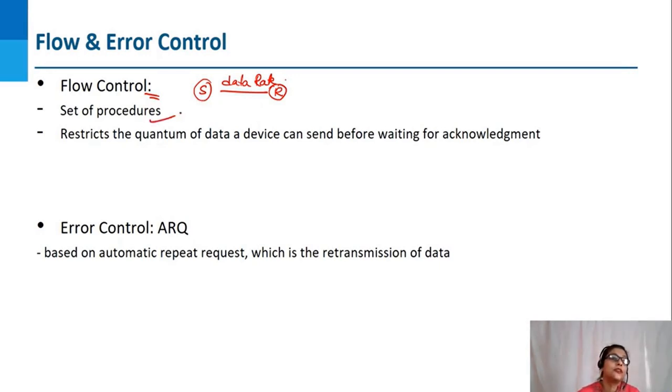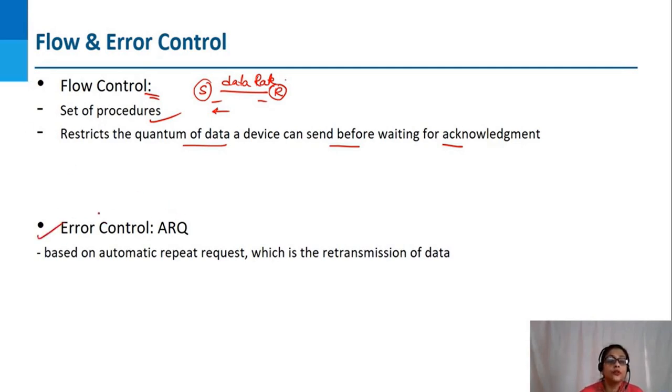It is basically a set of procedures that restricts the quantum of data a device can send before waiting for acknowledgement. So we give a mechanism of acknowledgement, like some amount of data will be sent from the source to the destination or the receiver, and the receiver will acknowledge. Only when the sender receives the acknowledgement, then it can send the next set of data. So this way, the flow control mechanism can be accomplished.